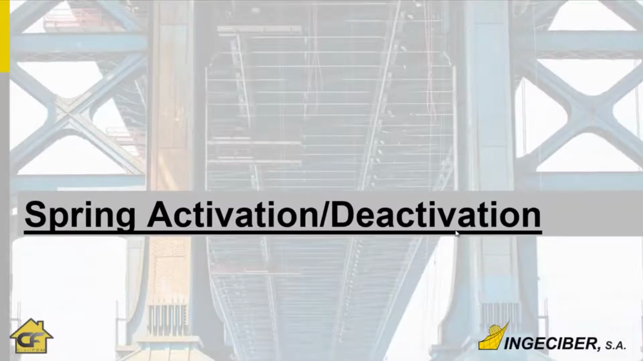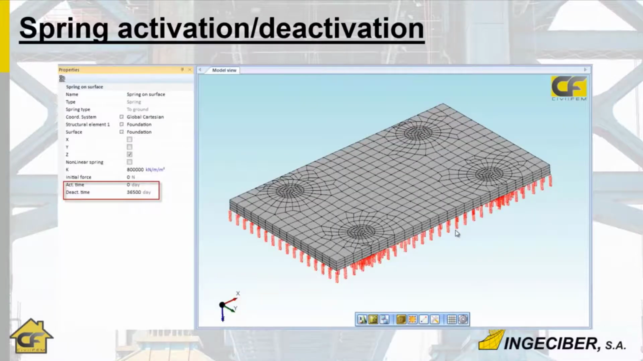What about spring activation and deactivation? Well, as with any other entities, in this case for springs, any type of springs: node springs, surface springs, rotational. Now they have a new option, which is the activation and deactivation type, which is very useful for construction processes. By default, they activate at day 0 and they never deactivate.